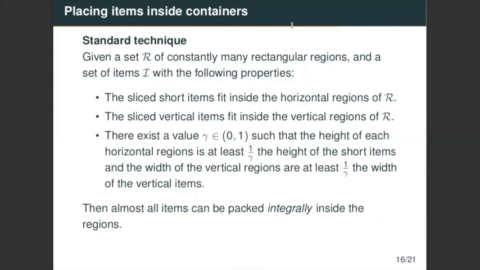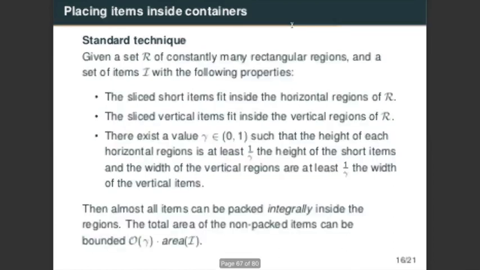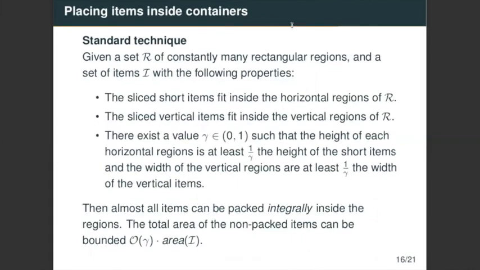Then we can pack integrally almost all the items inside the region. And by integral packing, we mean a packing of the original items without allowing its slices. And by almost all the items, we mean that the area of the discarded items is very small. And by very small, we mean that the area of the unpacked items can be bounded by O of gamma times the total area of the items.